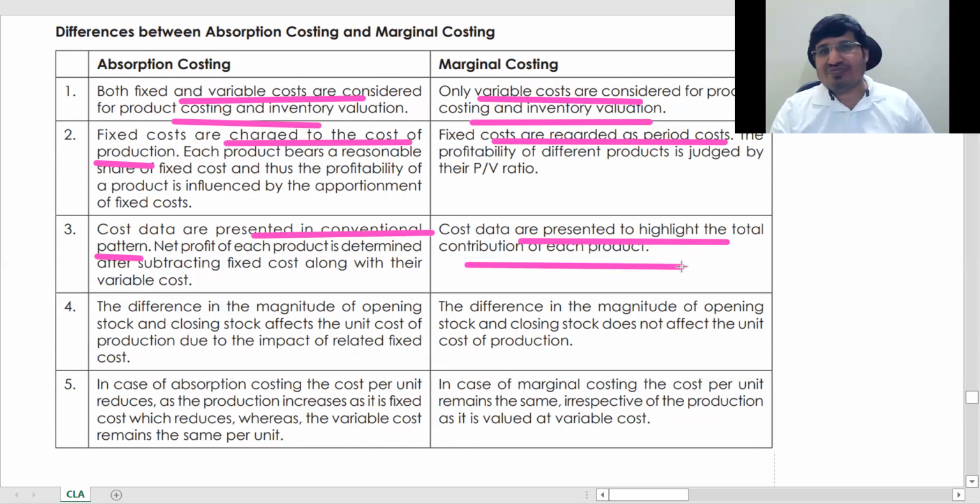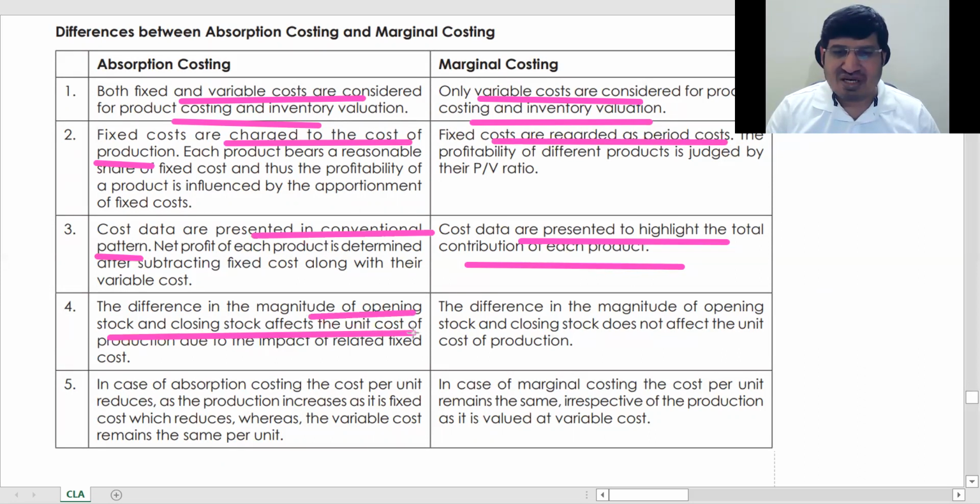To highlight the total contribution of each product towards the total profit. So here the fourth point is that the magnitude of opening and closing stock affects the unit cost of production. Here it doesn't affect, because unit cost is considered as marginal cost, which remains the same.